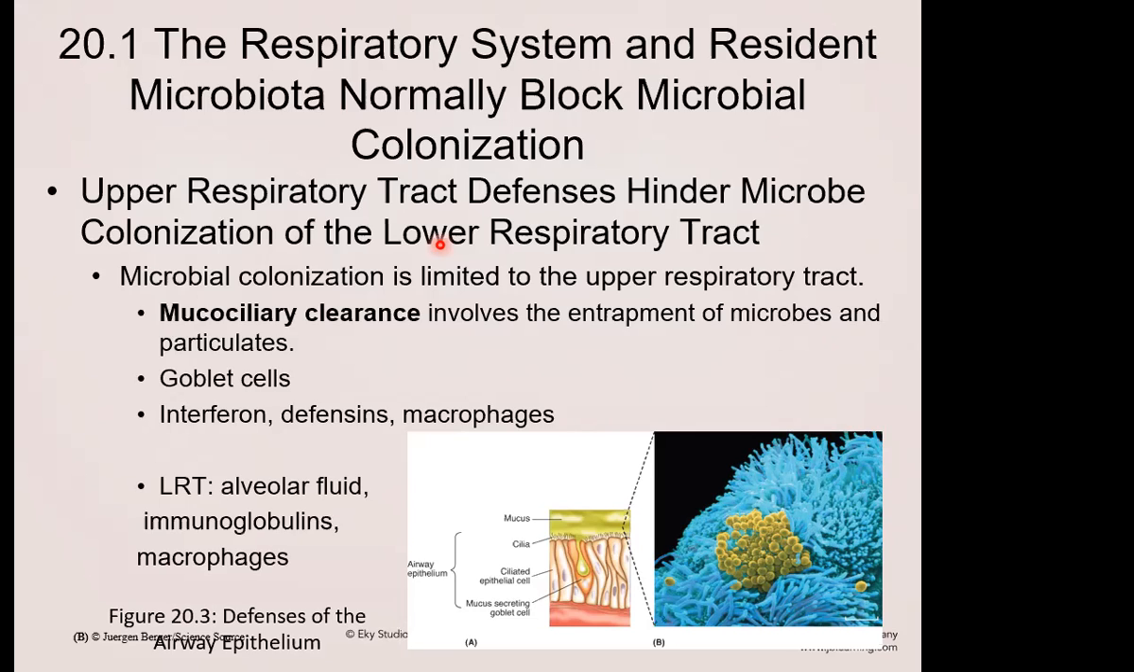All right, so that's upper, and then they just kind of stopped talking about the lower respiratory tract, so I want to mention this. So in these alveoli, there's an alveolar fluid. That's going to contain immunoglobulins and macrophages. So that's in the lower respiratory tract. Upper respiratory tract, think mucociliary clearance.